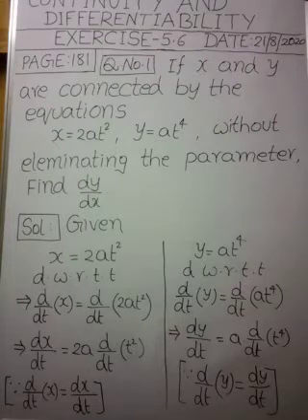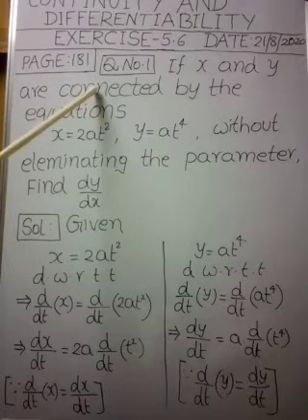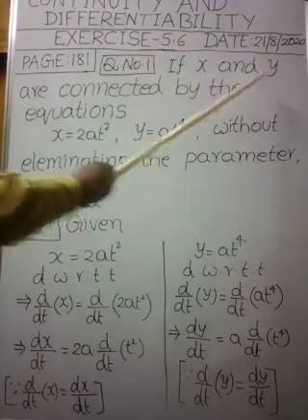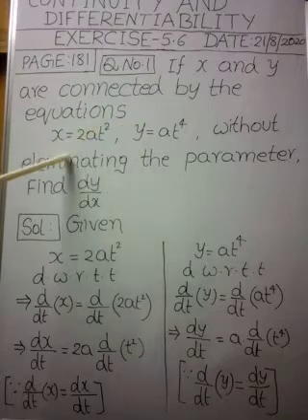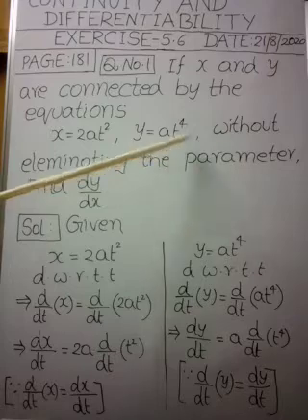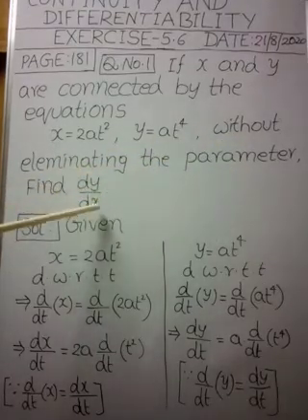Okay, my dear children, to make this concept very clear to you, I am taking an example, directly the question from exercise 5.6, page number 181, question number 1. If x and y are connected by the equations x = 2at², y = at⁴, without eliminating the parameter, find dy/dx.